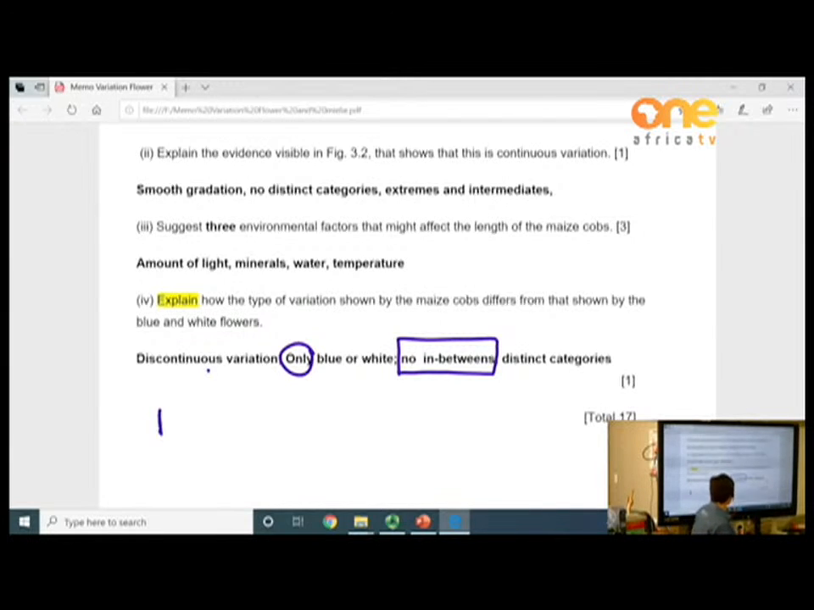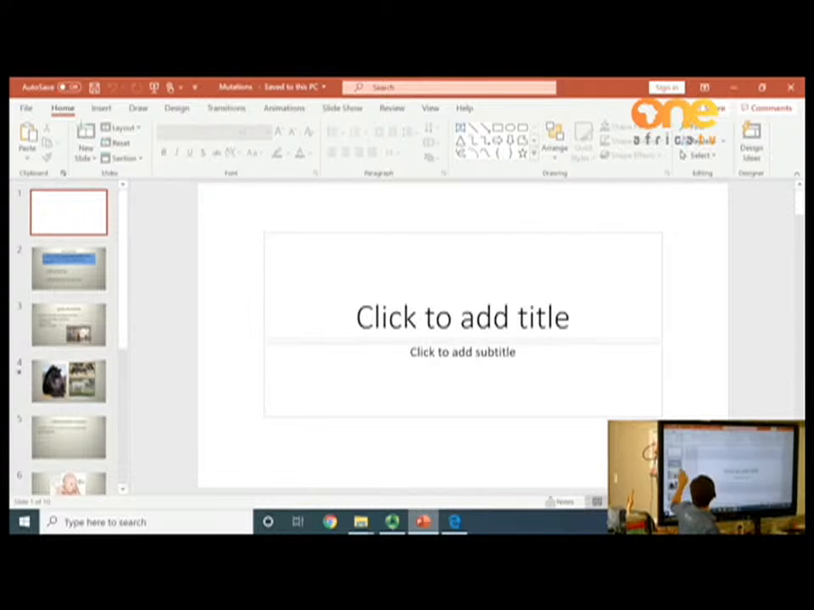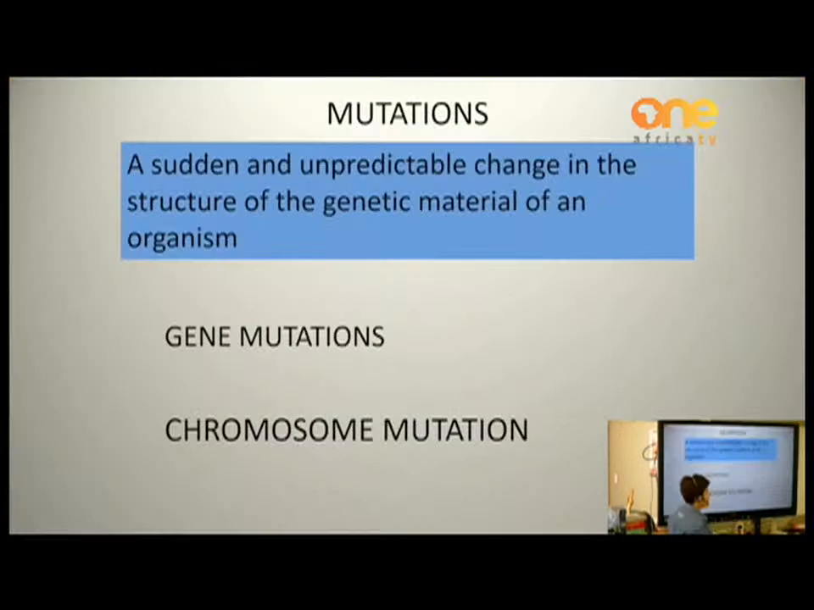Grade 12. Now we can continue with our mutation lesson. Now that we have covered, there are variations. Variations is caused by the environment or by the genes. We have two categories, continuous. We start with one extreme, smooth gradation to the other extreme and all the in-betweens. Continuous, draw a histogram.